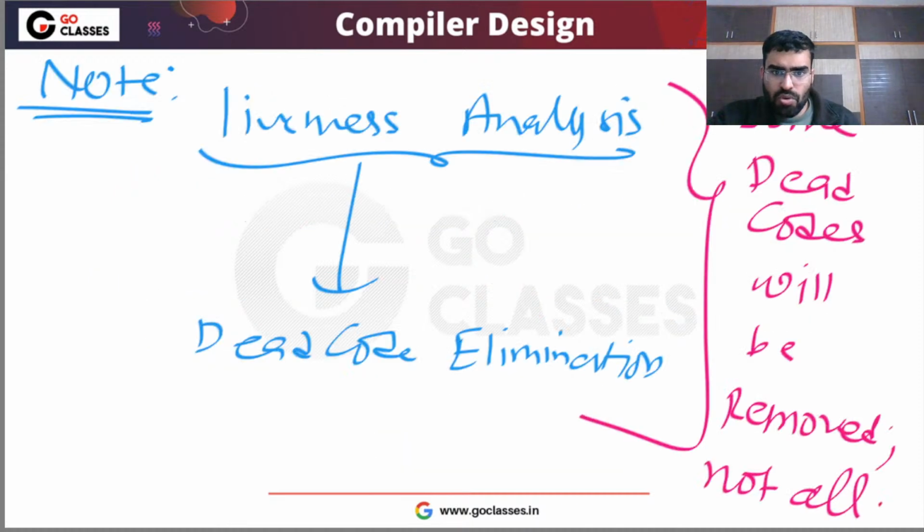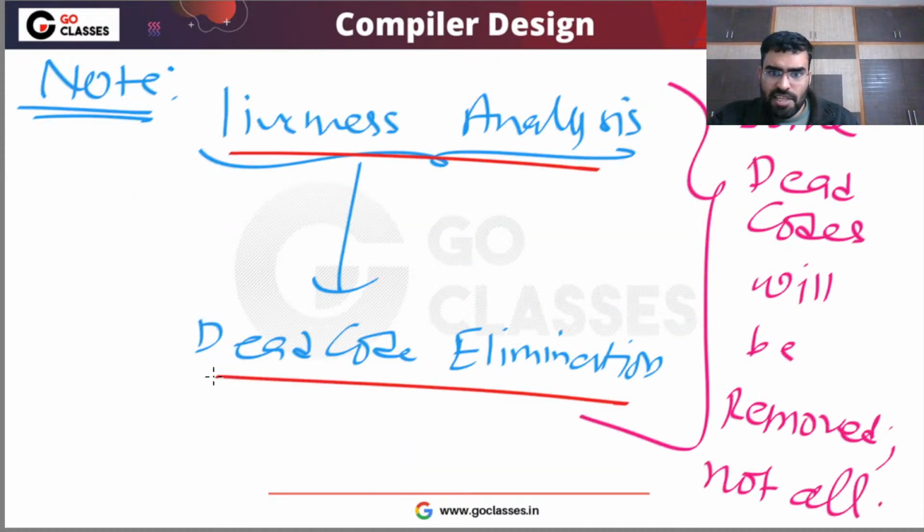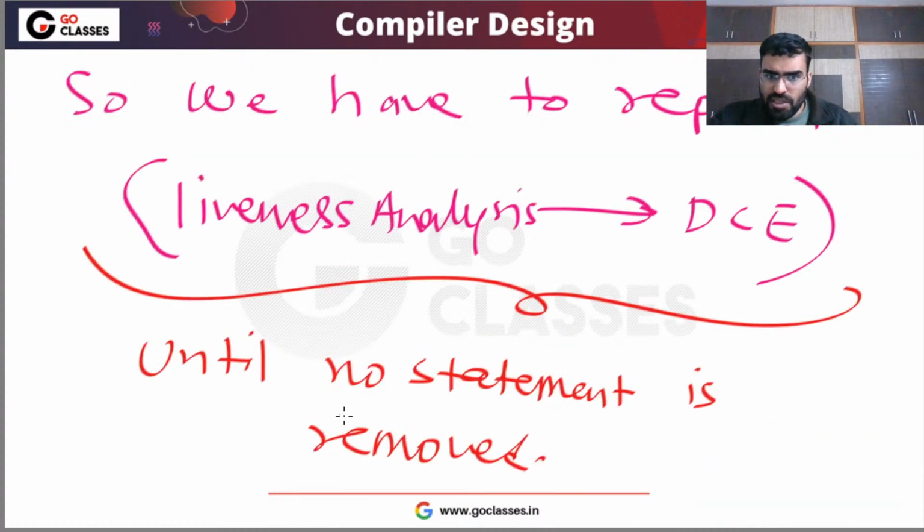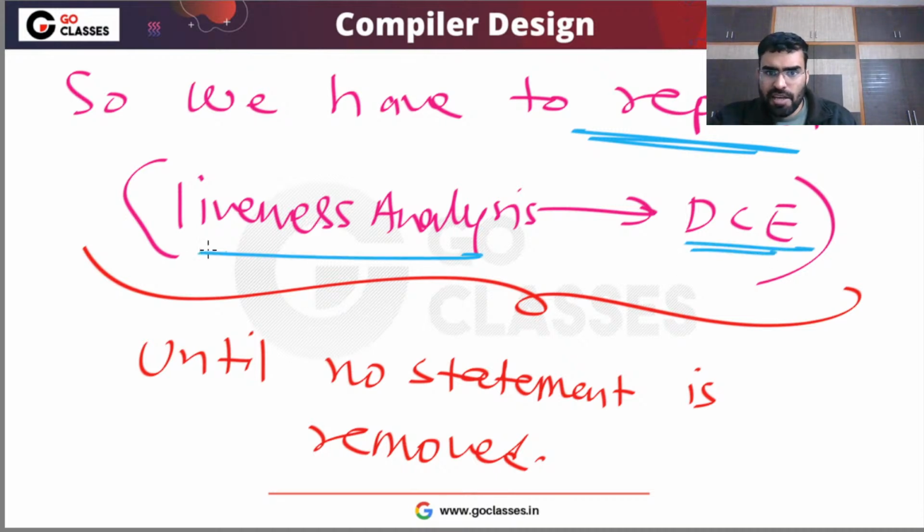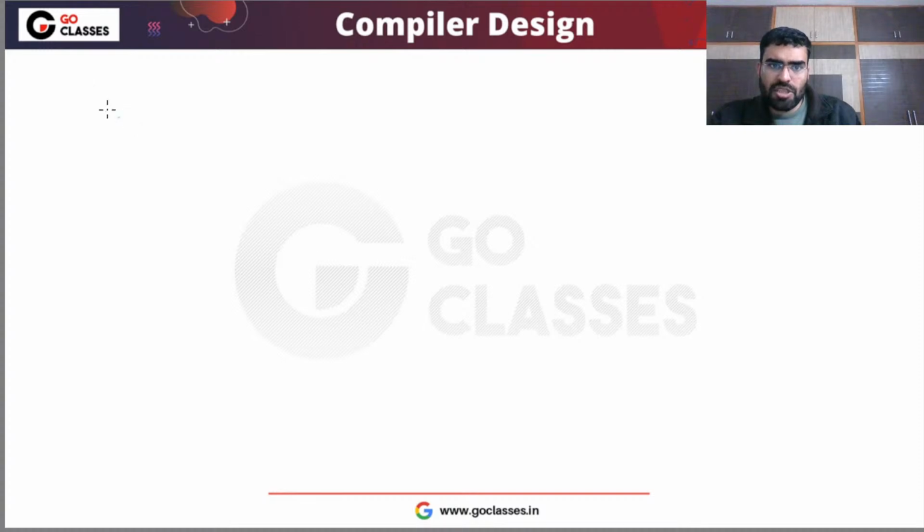In the last class I told you, if you do like this, first you do analysis, then you do elimination, then some dead codes will be removed. Remember, this is very important. Some dead codes will be removed, not all. If you want to remove all the dead codes, then you have to repeat this process. Again do the analysis, again eliminate.